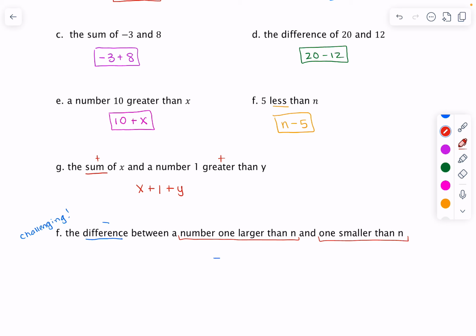For this first one, I'm going to use two different colors. The number 1 larger than n is just going to be 1 plus n. Larger means addition. So I'm going to put that in parentheses, 1 plus n. And this is where my minus sign goes, and then 1 smaller than n. So that's going to be n minus 1. This is probably one of the harder ones that we're going to do in this learning target. Okay, so if I lost you anywhere in that explanation, please come up and talk to me. I can help walk you through it again. Happy to do so.